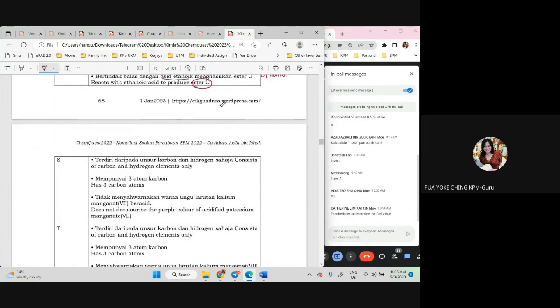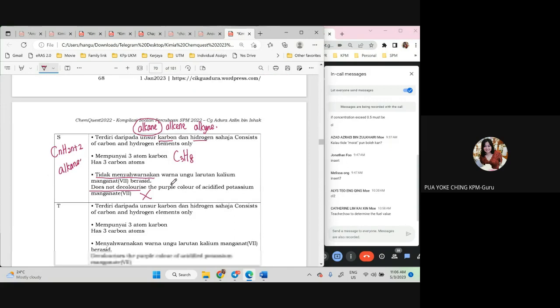Next, dia kata S, hanya C dan H. So it can be alkane, alkene, alkyne. So, baca lagi. 3 atom, so it must be C3. Tidak menyahwarnakan warna larutan ungu kalium manganat(VII) berasid. Do not decolorize. So, kalau do not decolorize, so means mesti alkane. So, this one is C3H8. Alkane, CnH2n plus 2.